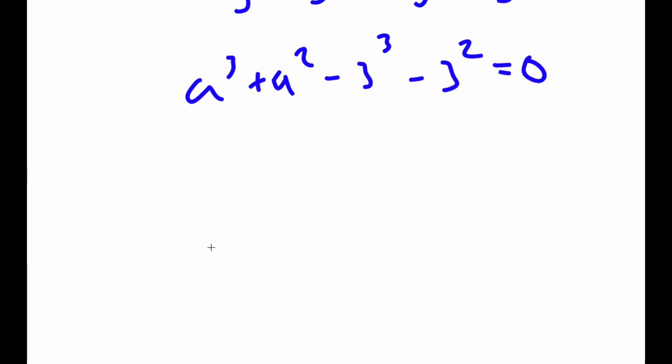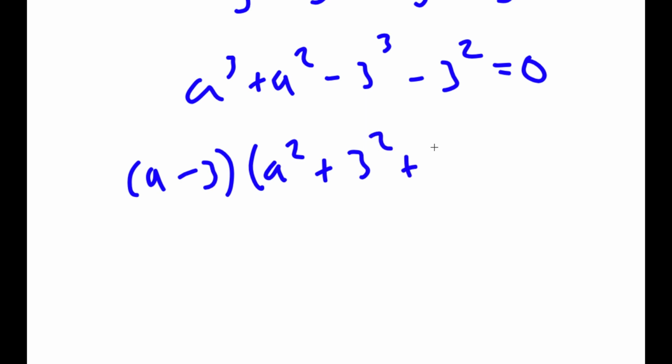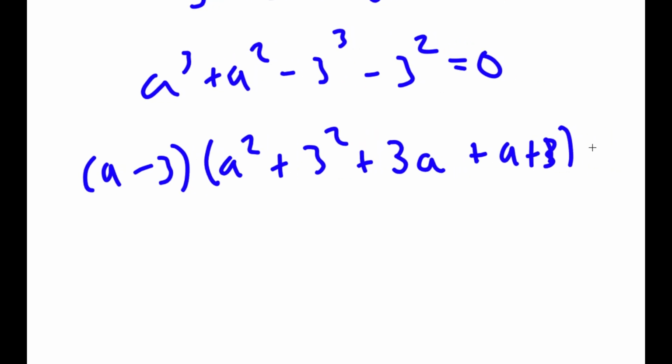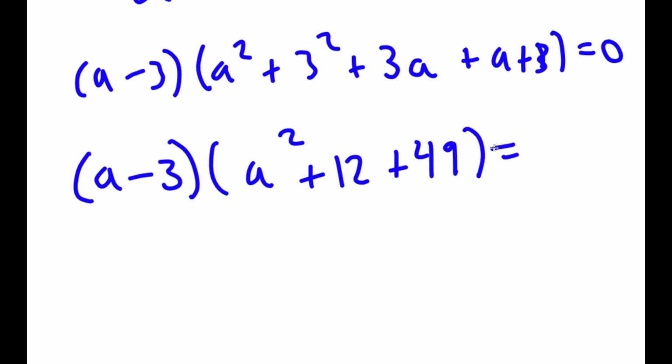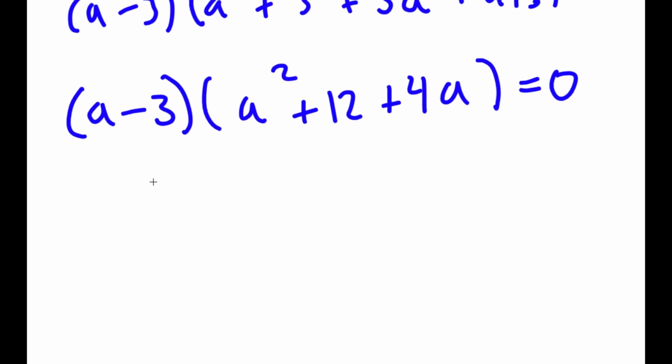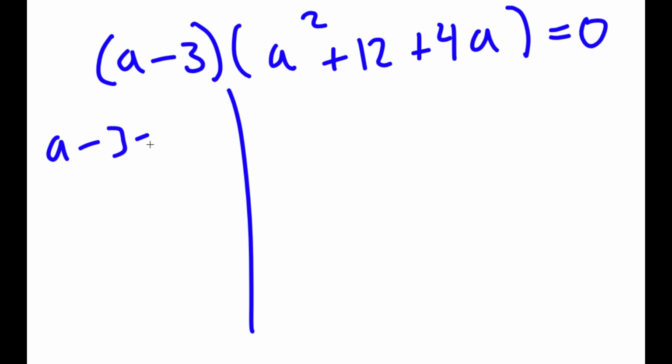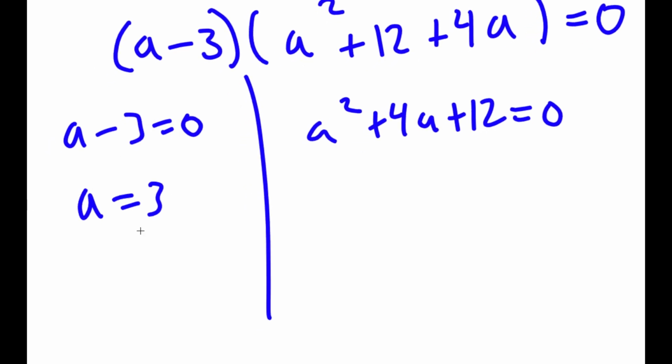Now I can rewrite this to be in the form a minus 3 times a squared plus 3 squared plus a plus 3 is equal to 0. And this simplifies to a minus 3 times a squared plus 4a plus 12 is equal to 0. So now this gives me two equations. I have a minus 3 is equal to 0, and I have a squared plus 4a plus 12 is equal to 0. So for a minus 3 equals 0, a obviously equals 3, so this is one solution of a.